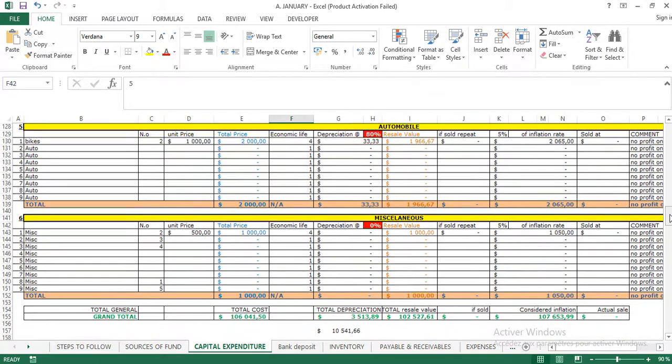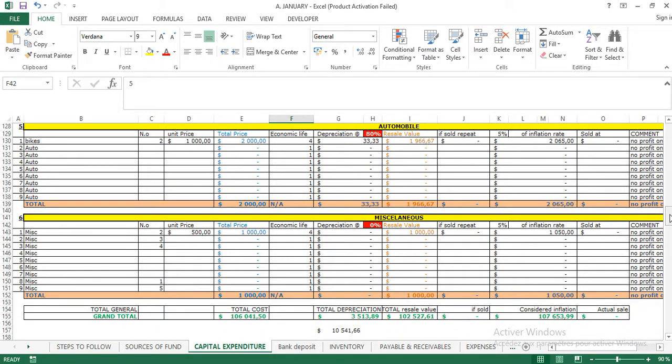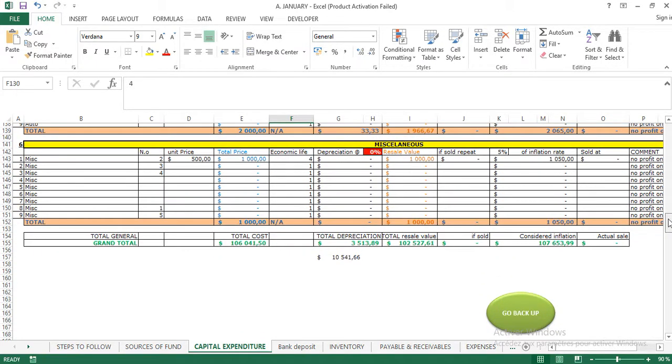Automobile is also an asset. Bikes, for instance: one bike is worth 1,000 USD. You have purchased two units, so 2,000. The economic life of that bike, assume, is four years. It means that every year you are losing value of the bike, and I will explain how depreciation works much later.